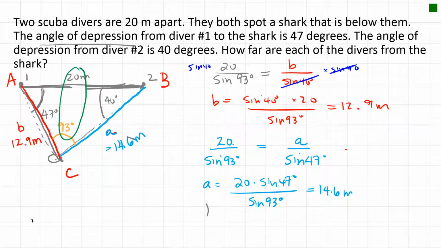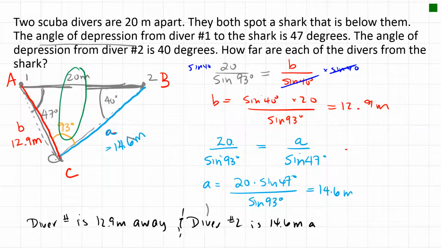So diver 1 is 12.9 meters away, and diver number 2 is 14.6 meters away from the shark.